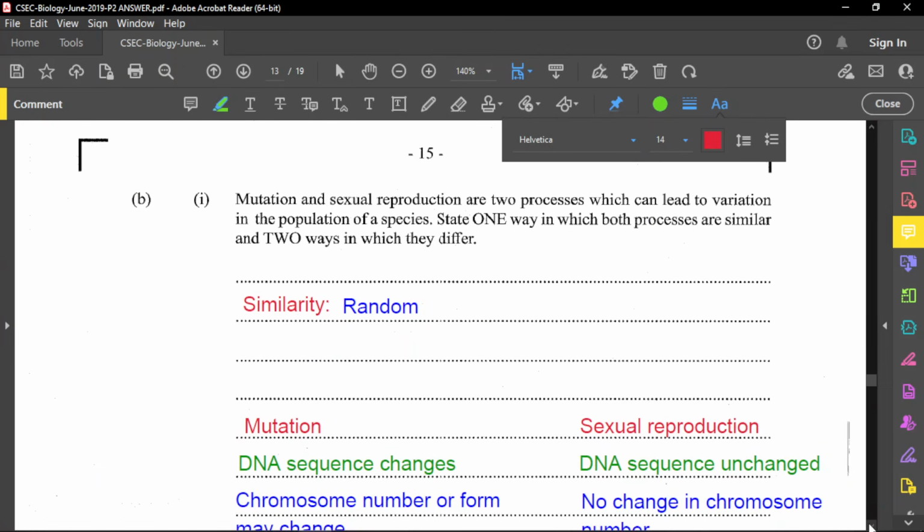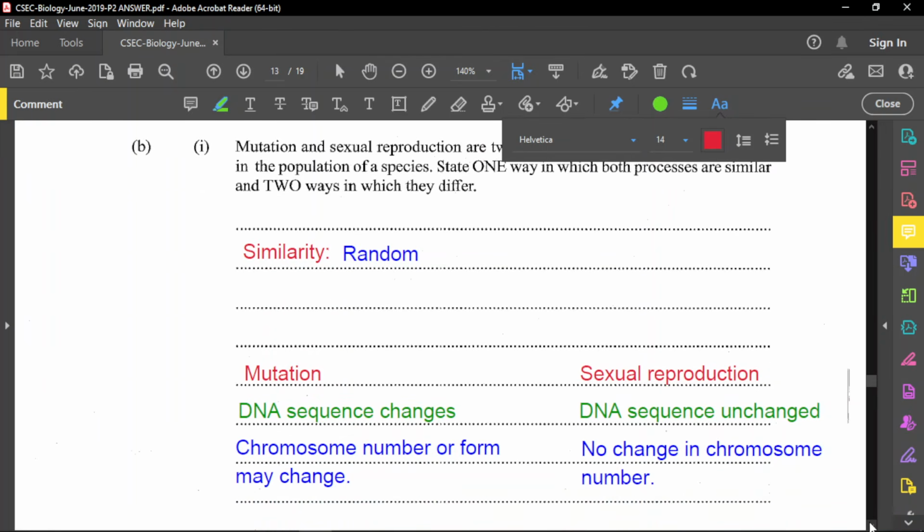Now for part B and part B1, it said mutation and sexual reproduction are 2 processes which can lead to variation in the population of a species. State 1 way in which both processes are similar and 2 ways in which they differ. And so in terms of similarity, pretty much the only similarity between mutation and sexual reproduction is that they are random processes. All right, they're really random.